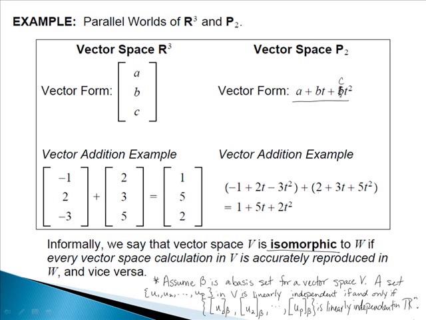Just something I want to take note of real quick. If we assume that beta is a basis set for a vector space V, then a set of vectors u1 through up in V is linearly independent if and only if their beta coordinate vectors, for each of those vectors u1 through up, are linearly independent in Rn. So this goes along with these two vector spaces being isomorphic.